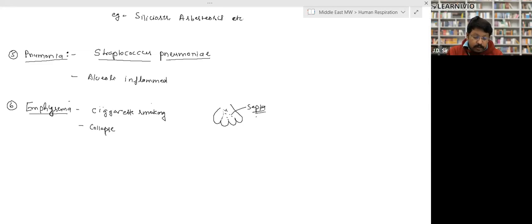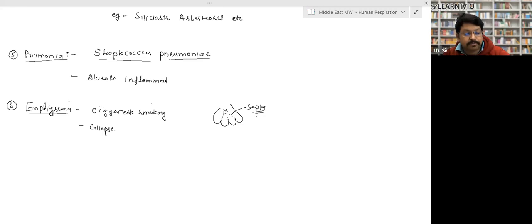Next point. Collapse of alveolar septa reduces the surface area of alveoli for gaseous exchange. Full stop. These were some respiratory disorders.